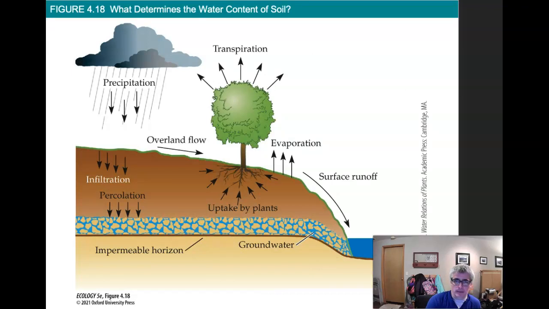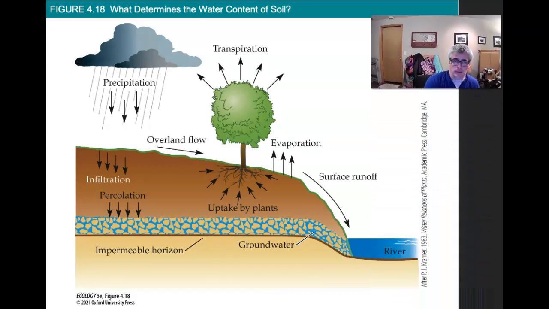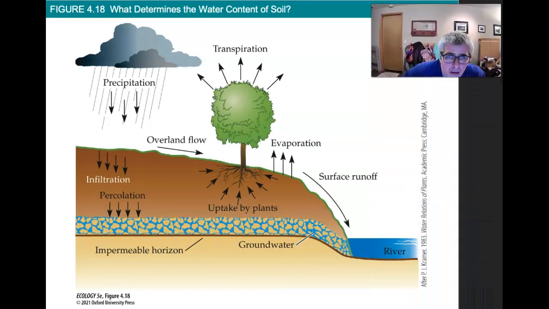Here's a diagram talking about the water content of soil, and it's a few things. Obviously precipitation, and the amount of precipitation that makes its way into the soil is called infiltration. Infiltration rates vary, typically associated with development.